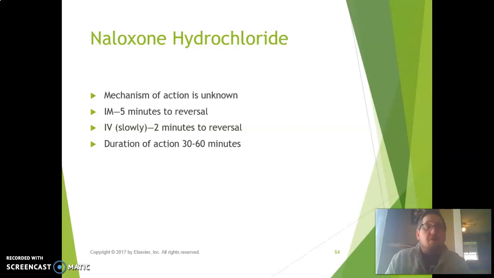So with naloxone, the mechanism of action is unknown. They do know that it blocks mu and kappa receptors. They don't know how it does it, which is the case with a lot of drugs, if you guys have already started to figure that out. With an IM injection, it is 5 minutes to reversal. I will say if we grab the naloxone off our shelves, it's usually to give it IV, and it works a lot faster, usually in less than half the time. And the duration of action is 30 to 60 minutes, which means the animal may need to be redosed before the drug wears off.